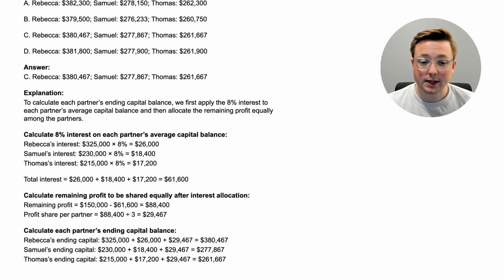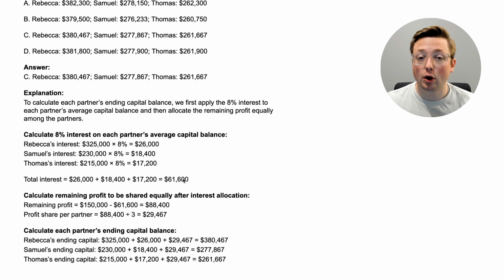Again, it's not too difficult. You take the average capital account balance that they each had and multiply each one by 8%. So Rebecca's would be $325,000 multiplied by 8%. That's $26,000 of interest. Samuel's would be $230,000 multiplied by 8%. That's $18,400 of interest. And Thomas's would be $215,000 multiplied by 8%. That's $17,200. So that is how much is going to be added to each of their accounts.